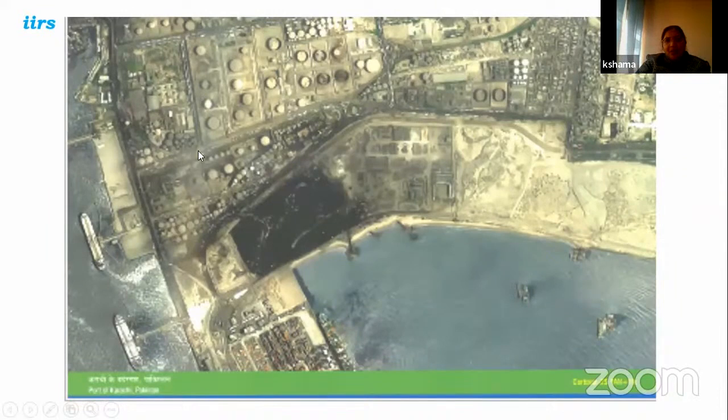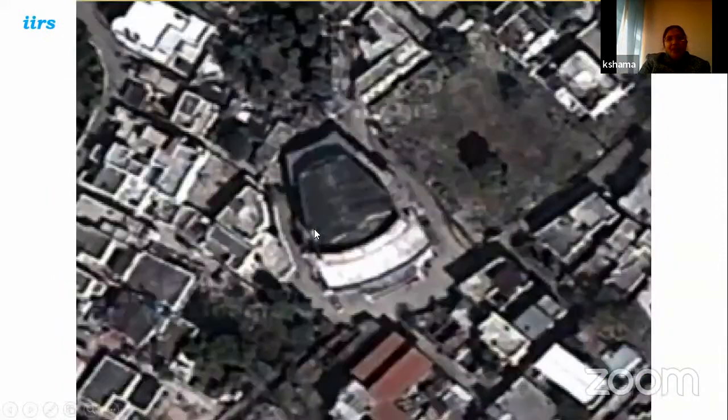You can see a lot of activities related to port and different kinds of development. So this pattern is very much indicative of your port area. Now, this is for architecture students. You can easily guess this is an auditorium because of its peculiar shape. And so these are some of the examples.